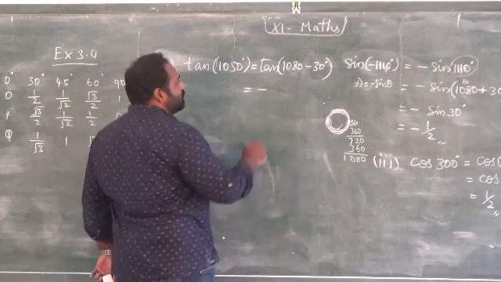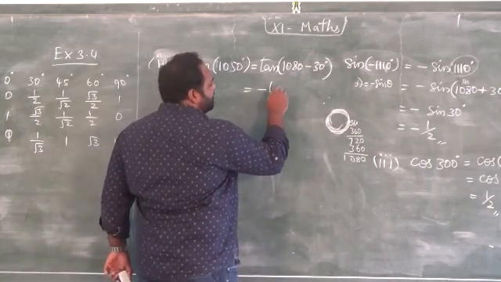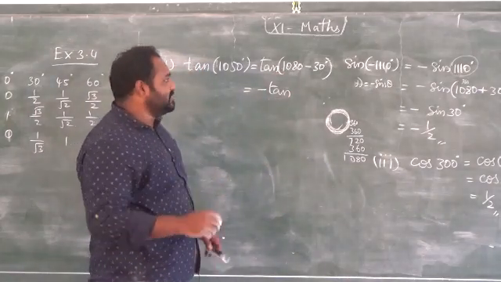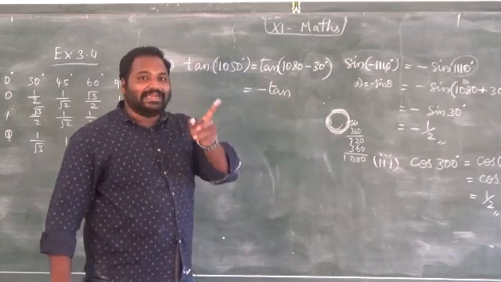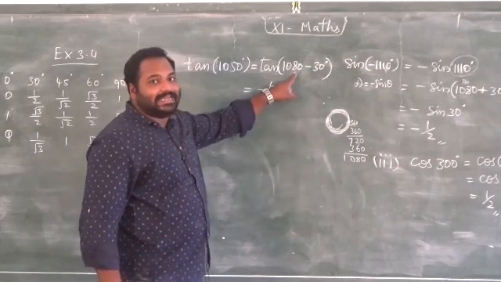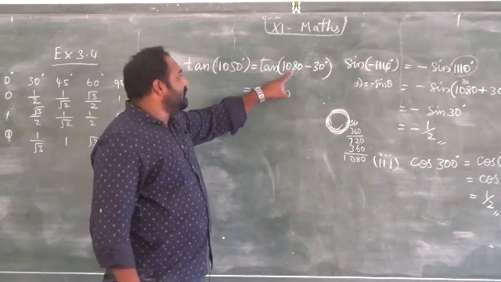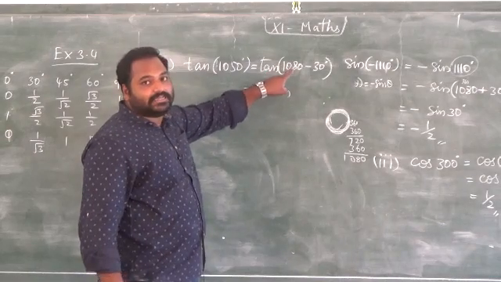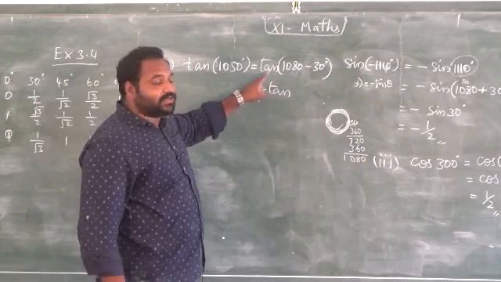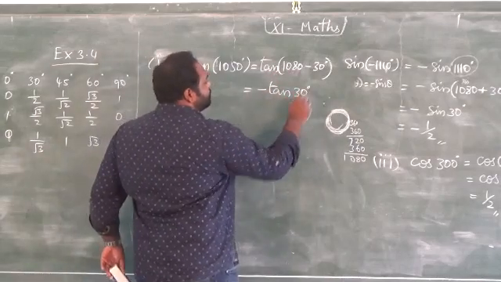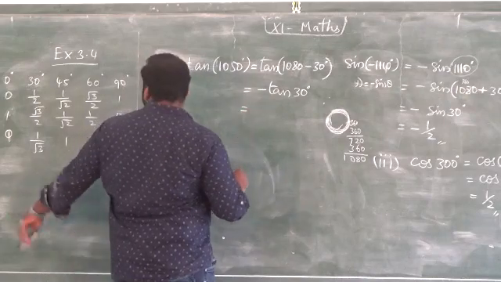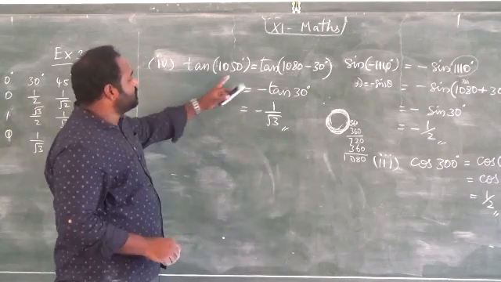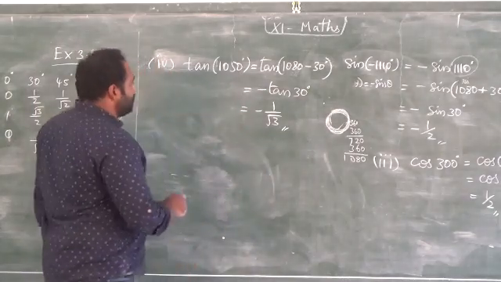Tan is negative, and we have no change in the ratio, because 360 will not change the co-ratio. 180 and 360 will not change the ratio. Only 90 and 270 change the co-ratio. So tan 30 degree, and here tan 30 degree value is 1 by root 3, with the negative sign. So tan 1050 degree value is minus 1 by root 3.